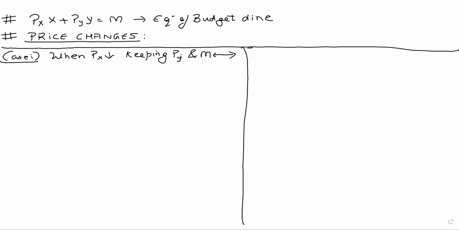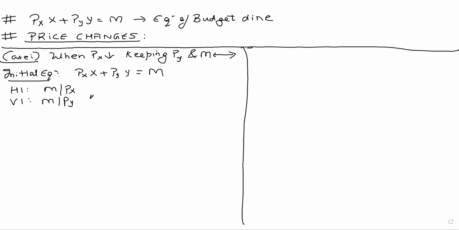Okay, so let's look at the initial equation, guys. Initial equation of the budget line is px times x plus py times y equal to m. Horizontal intercept m by px, vertical intercept m by py, and slope of the budget line is minus px by py.